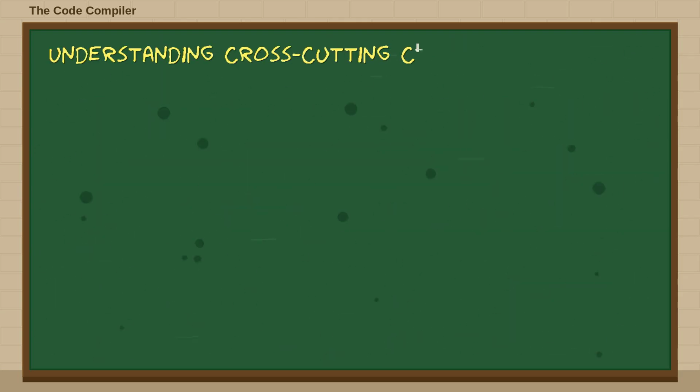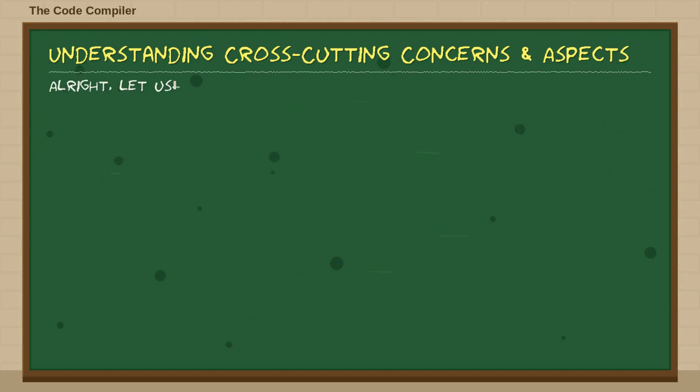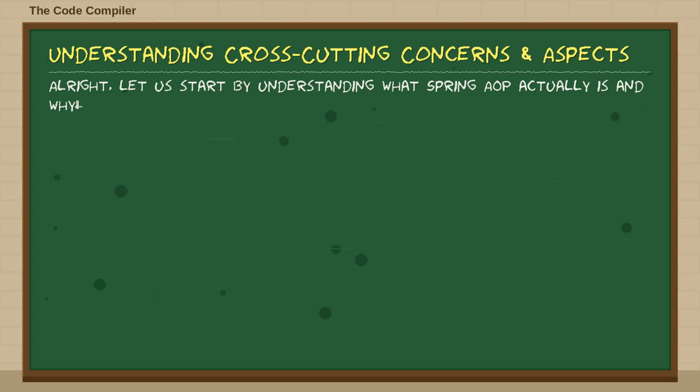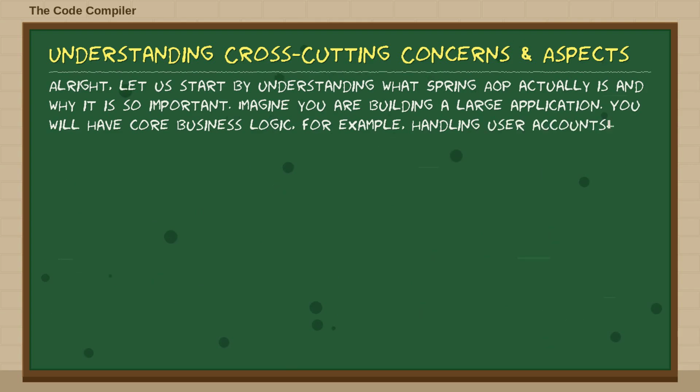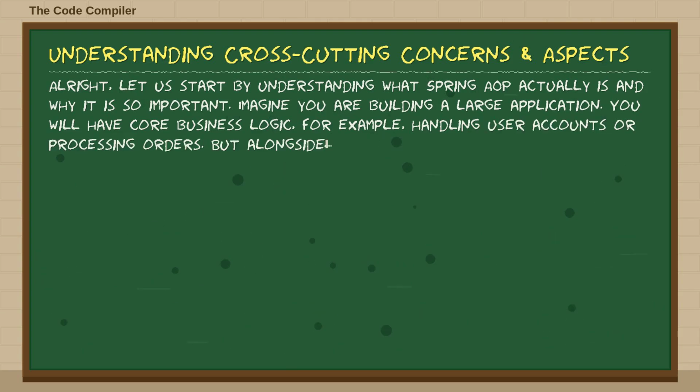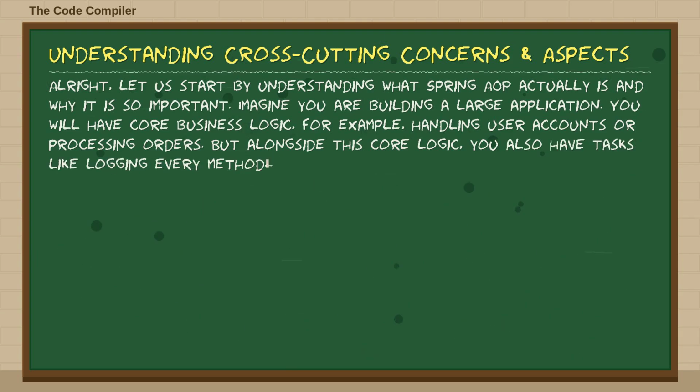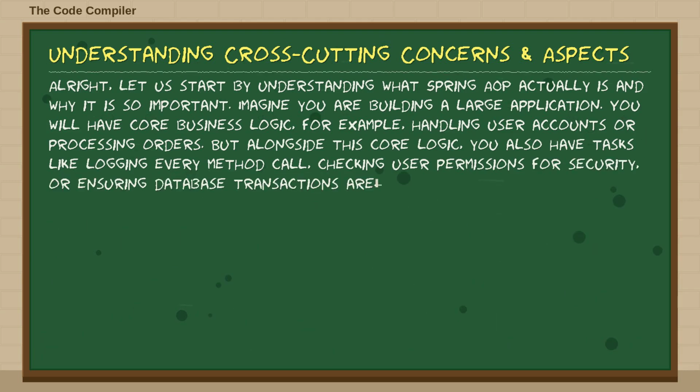Alright, let us start by understanding what Spring AOP actually is and why it is so important. Imagine you are building a large application. You will have core business logic, for example, handling user accounts or processing orders. But alongside this core logic, you also have tasks like logging every method call, checking user permissions for security, or ensuring database transactions are properly managed.